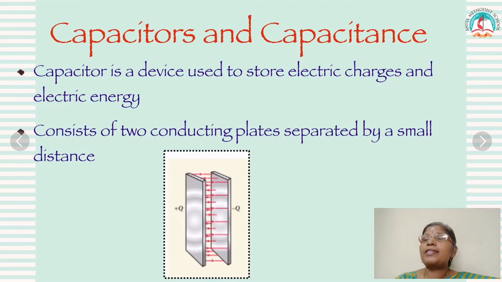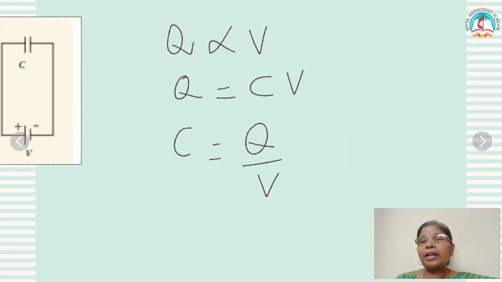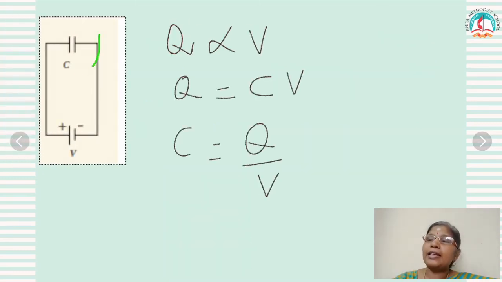Then the last one is capacitors and capacitance. What is meant by a capacitor? It is a device used to store electric charges and electric energy, that is called a capacitor. It consists of two conducting plates. One is plus Q, another one is minus Q, separated by a small distance D. Now, how to calculate the value? The symbolic representation of the capacitor is two parallel lines.